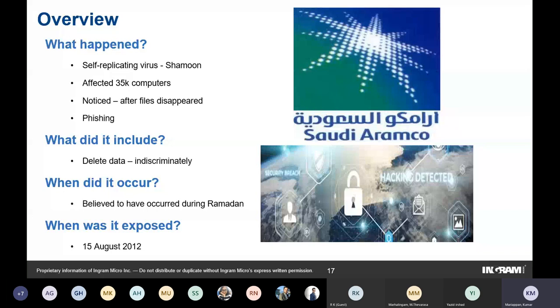So it deleted data across the organization. It brought the company to its knees, and then it took time for them to recover. One of the most noticeable things is that it occurred during the Ramadan period, wherein organizations in the Gulf region tend to work fewer hours and are a little relaxed during that period due to the fasting and other things. And it was exposed on August 15, 2012. All right.